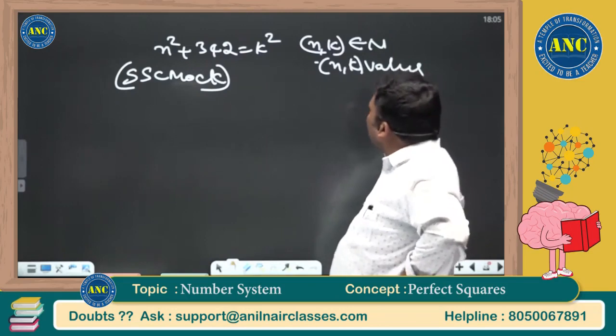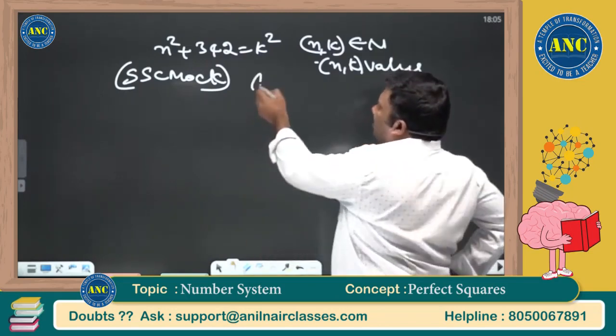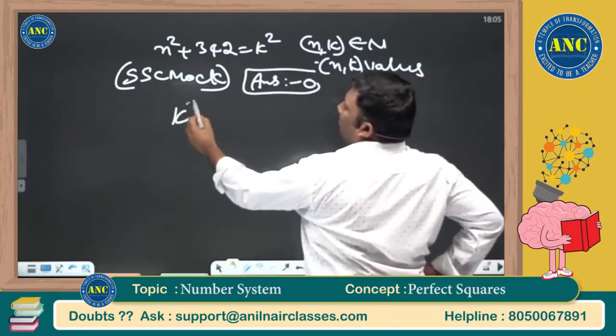N and k are natural numbers. How many values (n, k) will take? I said the answer is 0. Sir, how come you solved it so fast? It's a very simple question.